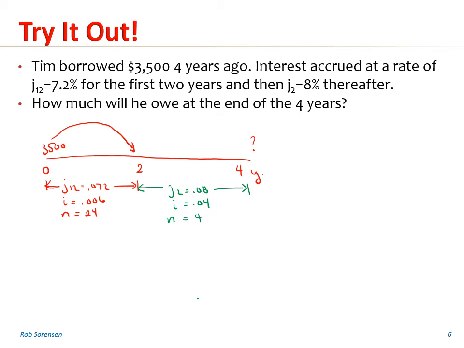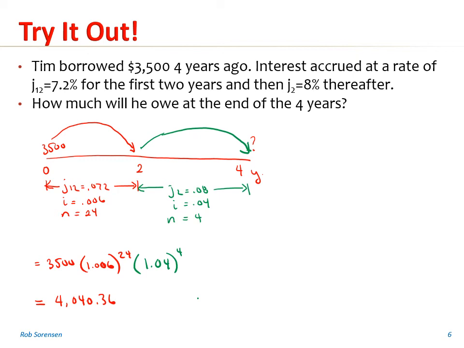So let's start by taking that $3,500 forward. 3,500 carried forward at 1.006 to the power of 24. And then once I get there, I'm going to take that amount forward again at 1.04 to the power of 4. If you want to just do it all as one long calculation, that's fine. If you prefer to break it down though and write out the beginning amount, that's fine. $4,040.36 roughly.